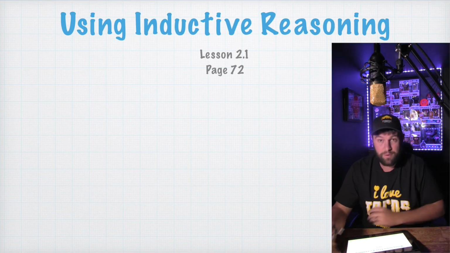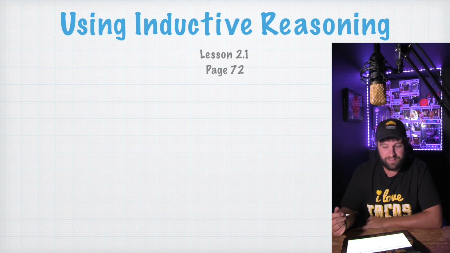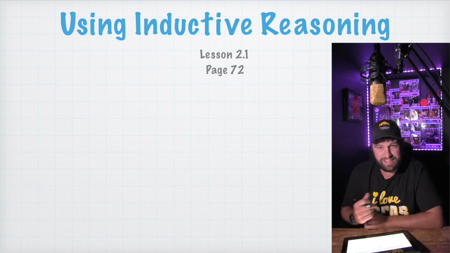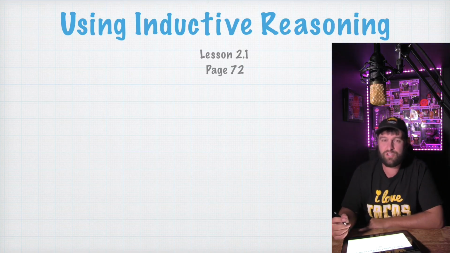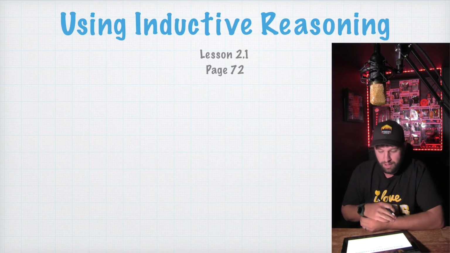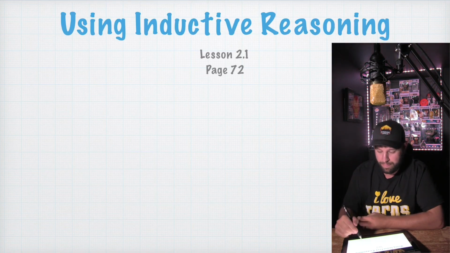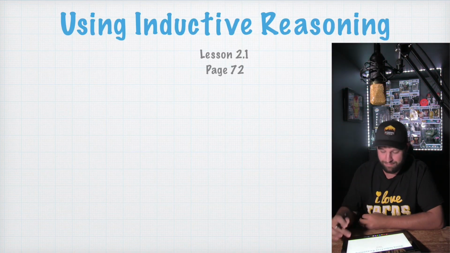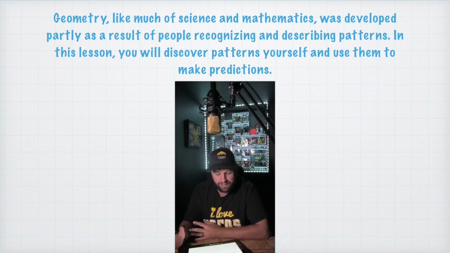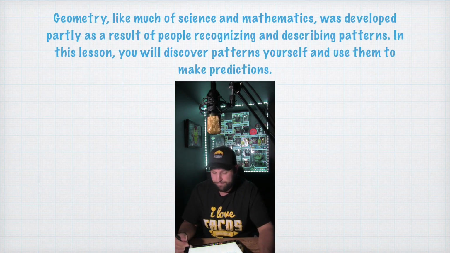All right guys, so today we're going to be learning how to use inductive reasoning. This is lesson 2.1, page 72 in your book if you're following along with me out of the same geometry book. Geometry, like much of science and mathematics, was developed partly as a result of people recognizing and describing patterns. In this lesson, you will discover patterns yourself and use them to make predictions. Pretty basic. Let's keep going.